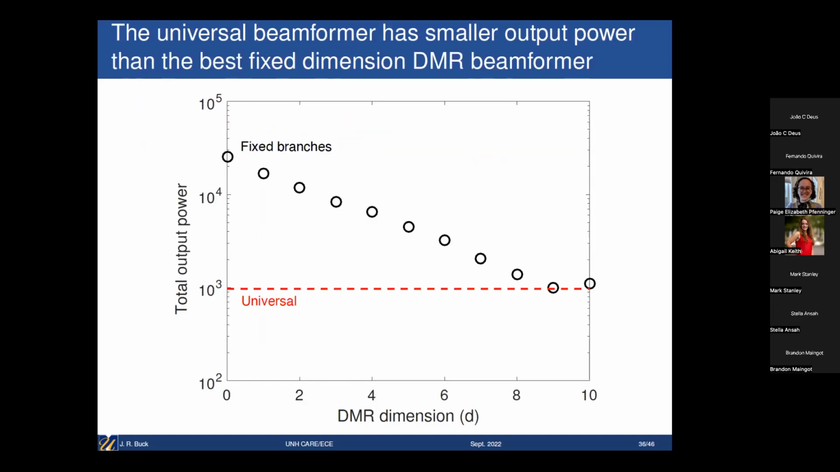So after 1,000 snapshots, this is my total output power. And these are the different choices from 0 up to 10 interferers that could be present. So the lowest point, the best of the fixed ones, was 9. The universal matches it. And so it says basically my performance is just as good as that, without the prior knowledge, because by adapting to the data, I was able to do that.